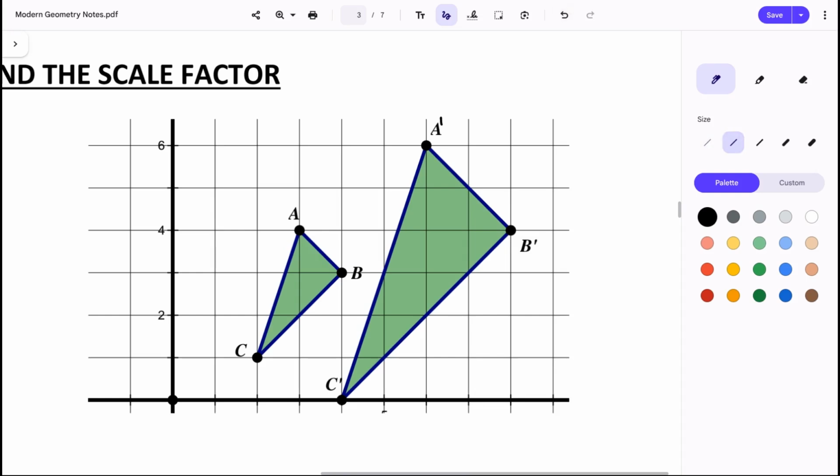So you can just add that on there, because all the other ones have them, B prime, C prime, so that should be an A prime. So just take a look at this really quick. Does it look like this was a reduction or an enlargement?